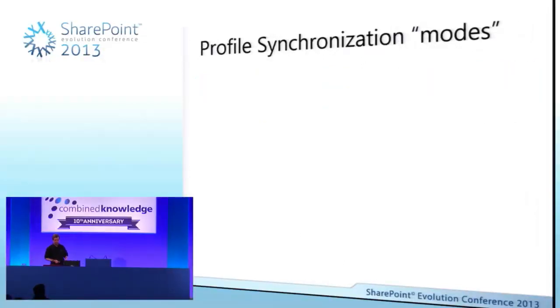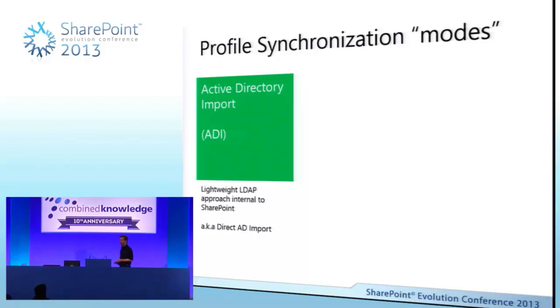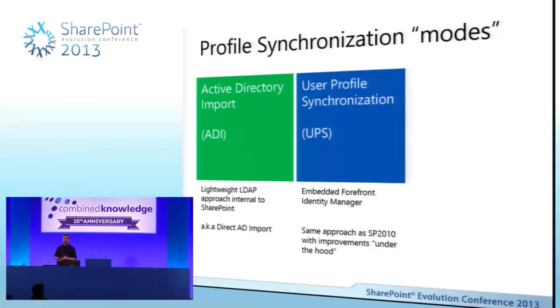So in order to meet those goals, we've now got effectively 3 different modes of synchronization, and only 1 of them really does synchronization, but it's still called sync. The first one is Active Directory import. This is the Back to the Future thing. It's very similar to what we had in SharePoint 2003 and 2007, whereby we can import only from Active Directory domains. It's very lightweight, very fast, and very easy to configure. But it doesn't have the full functionality that we had previously in SharePoint 2010, which is user profile sync.